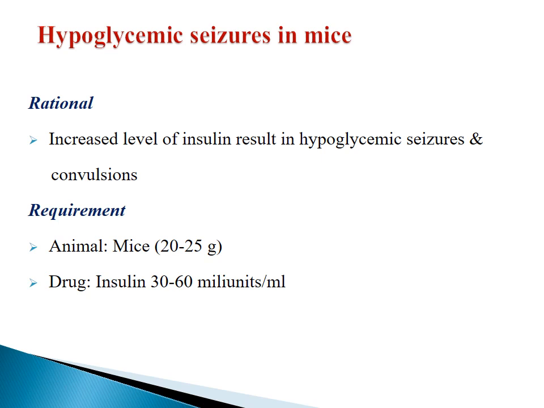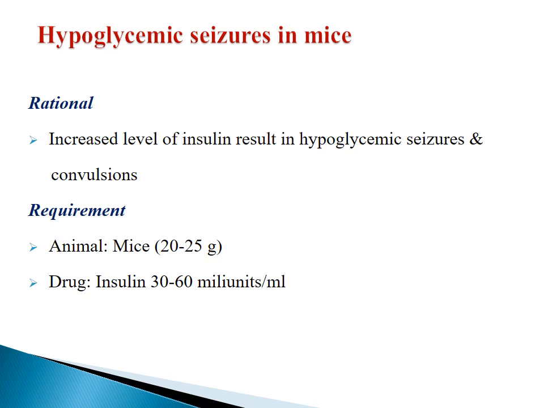Hypoglycemic seizures in mice is a method used to test antidiabetic compounds. Here the principle involved is that an increased level of insulin results in hypoglycemic seizures and convulsions, and that can be measured. This is different than other methods because in all other methods of screening for antidiabetic compounds, the basic parameter used is the primary therapeutic effect of the antidiabetic drug, that is reduction in blood glucose level.